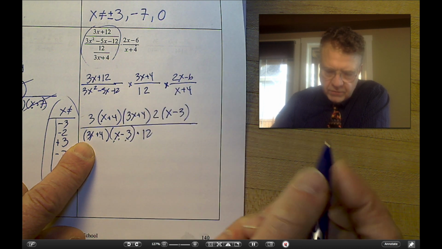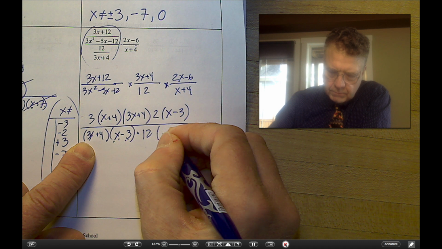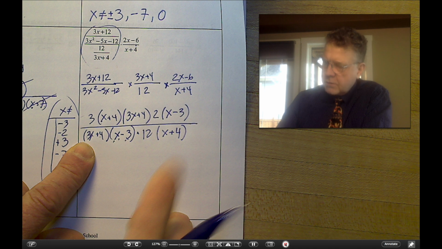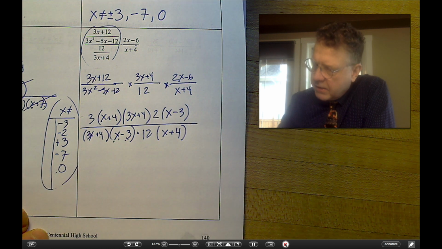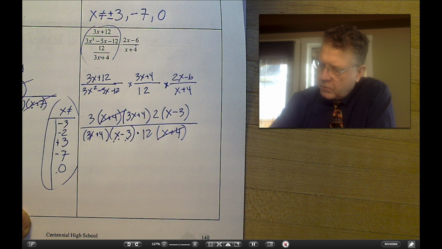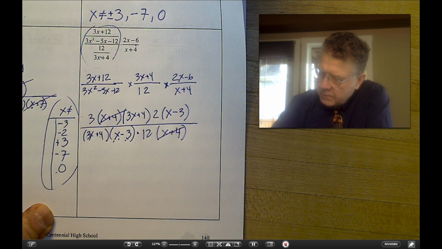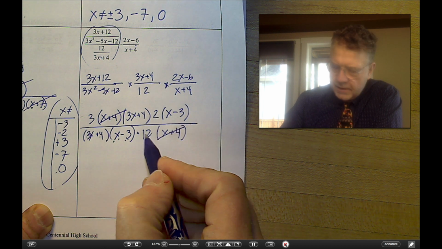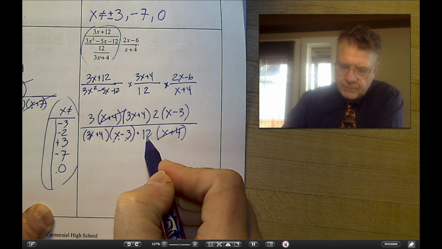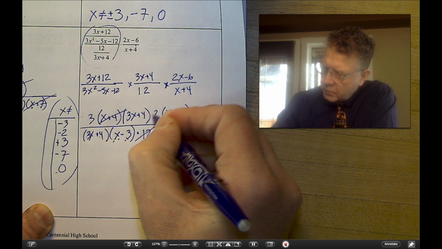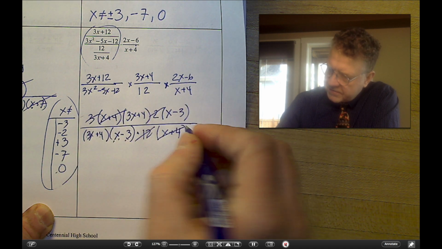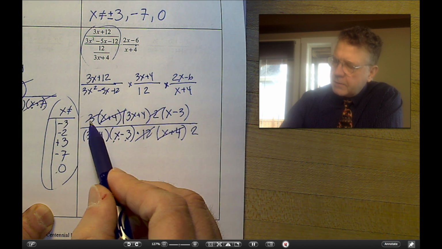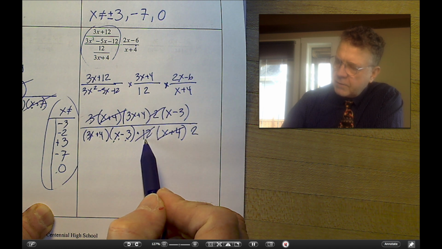Times 12, nothing we can do there, times (x + 4). Cool. Because now look what we got. There's an x + 4 and an x + 4. Boom, gone. Now here's a 3 times 2. That's 6, right? And there is a 12 here. So I got 6 over 12, which is the same as 1 over 2. I'm going to put the replacement of this over here.